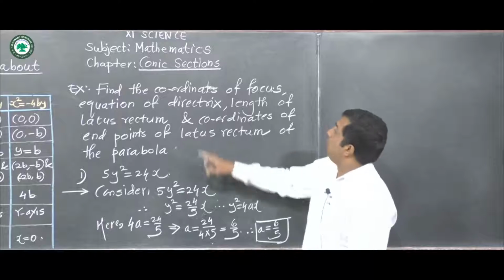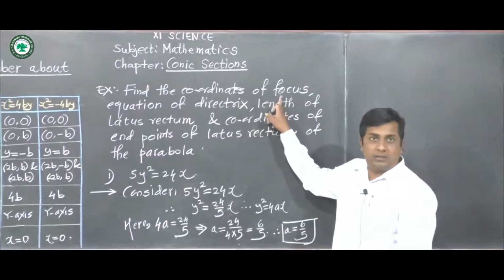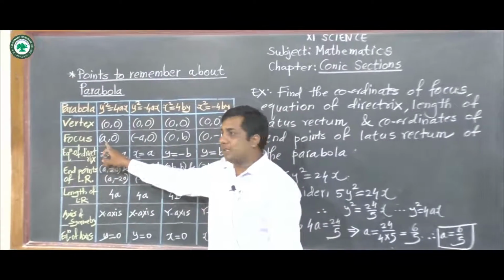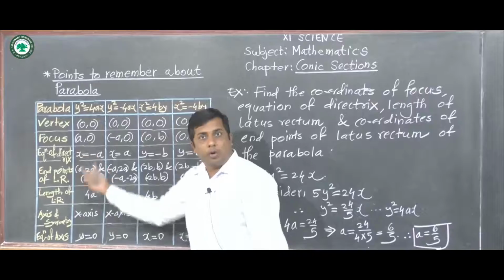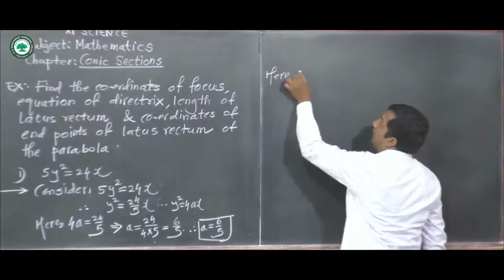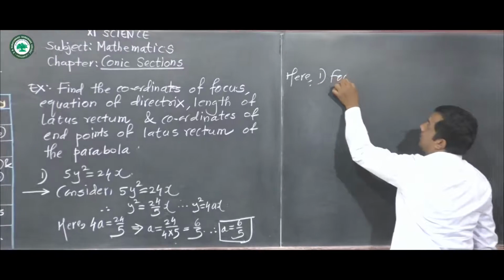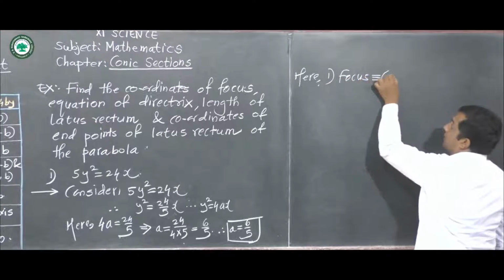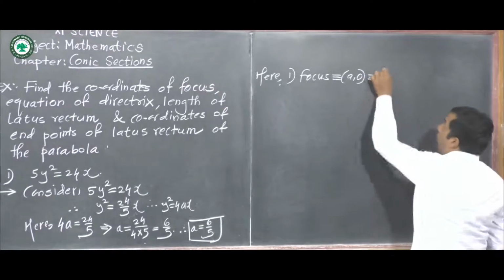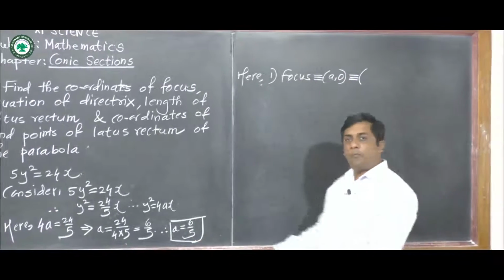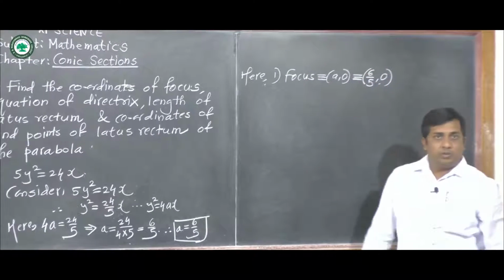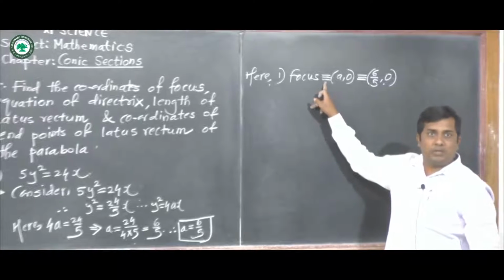Now in the first, we have to find coordinates of the focus. We know coordinates of the focus for the given parabola is (a, 0). So here we define focus first. We know coordinates of the focus are (a, 0), and we know a is 6 upon 5. So (6/5, 0) are the coordinates of the focus.